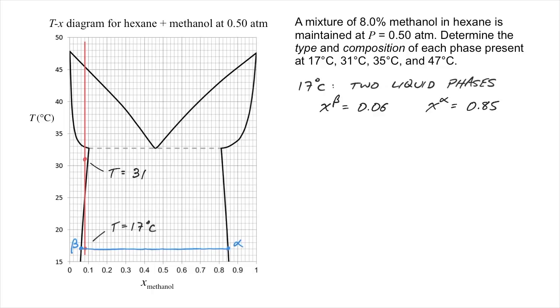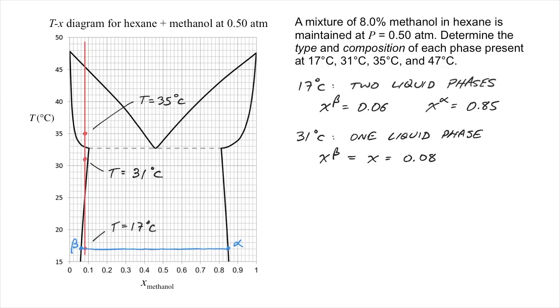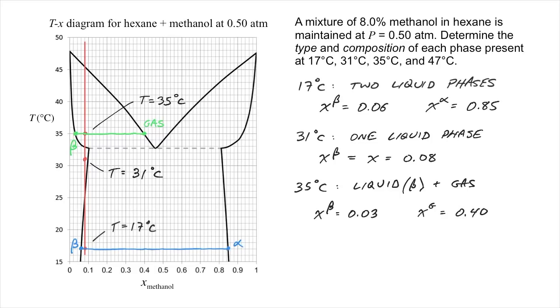The next point, 31 degrees C, appears to fall in the single phase liquid region, meaning we'll have a single liquid phase with a concentration of 8% methanol. However, heating to 35 degrees C, we enter the two-phase liquid vapor region, where we will have a liquid with a concentration of about 3% methanol and a gas with a concentration of about 40% methanol. Finally, at the last point, 47 degrees C, we seem to be in the gas phase region, and thus we will have a single phase gas with 8% methanol.